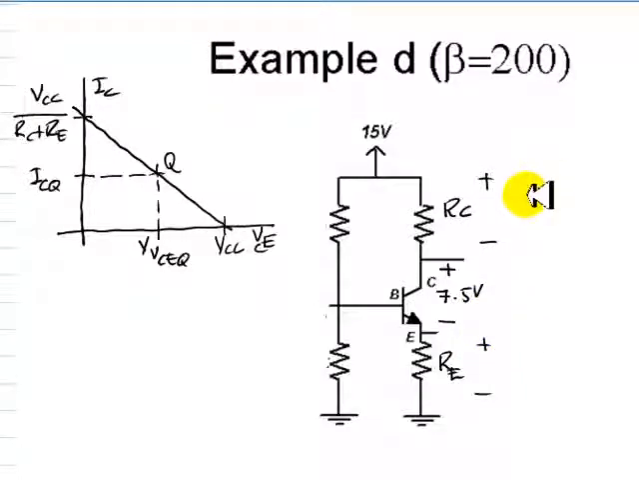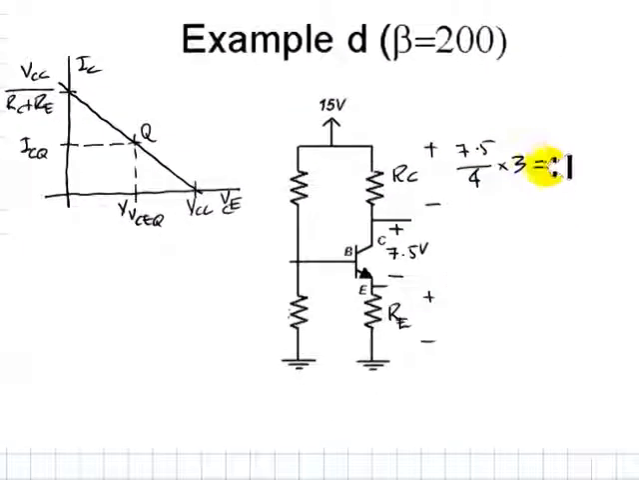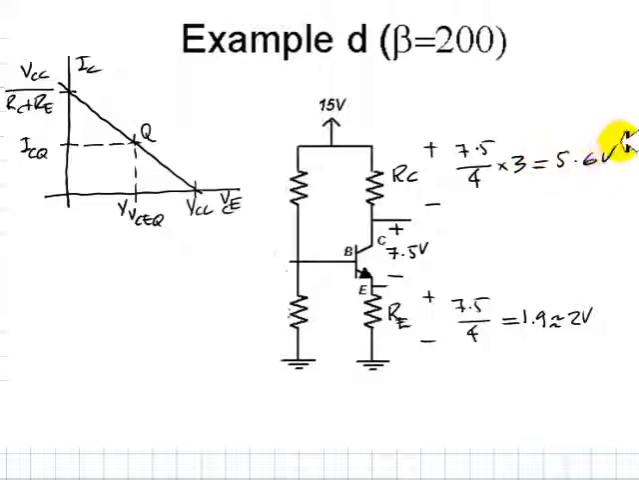That means this would be 7.5 divided by 4 times 3, and this would be the other 7.5 volts divided by 4. And that is the approximate voltage that we're going to allocate in each one: 5.6 volts approximately here, and 1.9, about 2 volts, here. That's right. So that's the distribution of voltages.